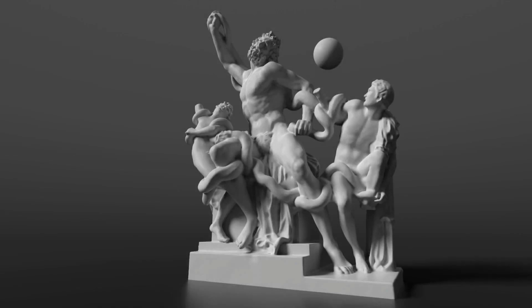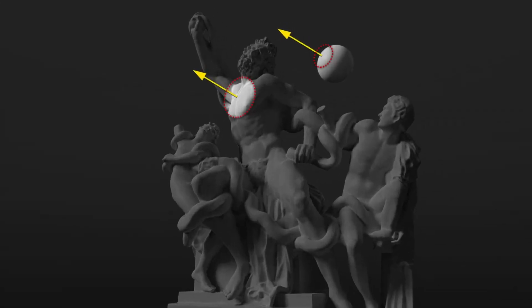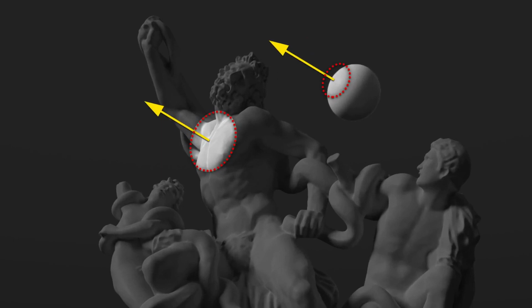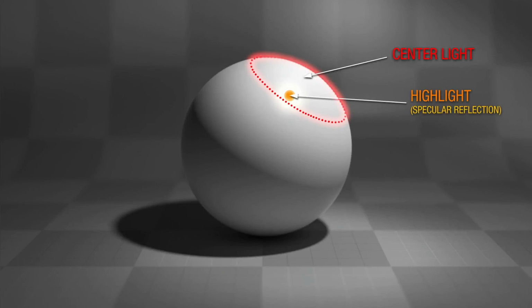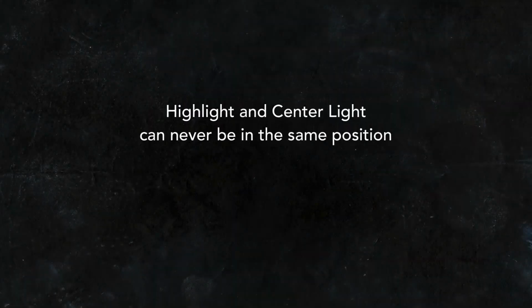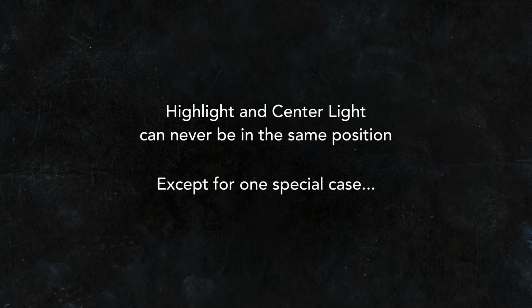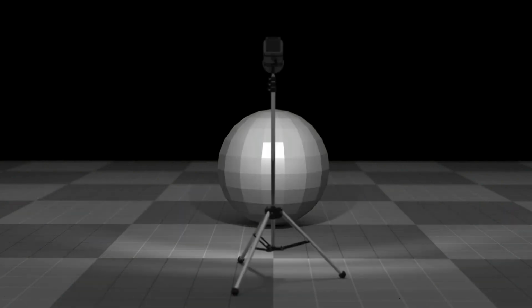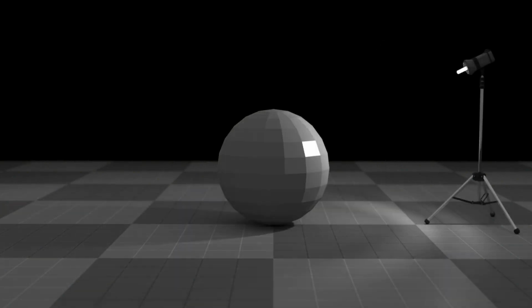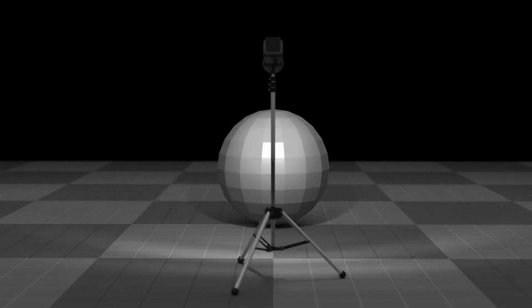On this sculpture, the center light would be in this region. But it's actually not the same place as the highlight. In fact, the two can never be in the same position. There's only one exception where they can, and I'll show you in a moment. Here's a planar sphere and a light. So I'm going to move the light around, and you can see both the center light and the highlight moving, traveling on the surface.